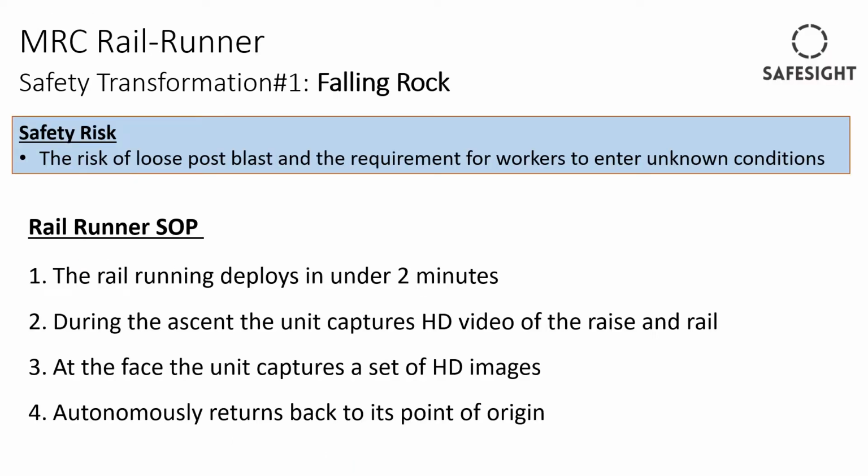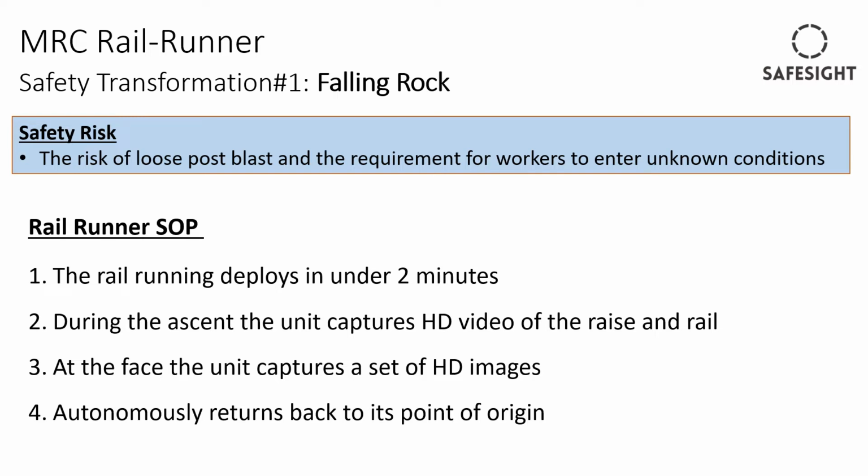With respect to the first risk that we wanted to talk about, really is falling rock, and this is the risk of any loose post-blast that might be hung up and that the crew, as they start their work, would be unaware of. I think that's really the main benefit of the Rail Runner is that in the current development environment, workers often have to go into an unknown void. With the Rail Runner, those unknowns become knowns.